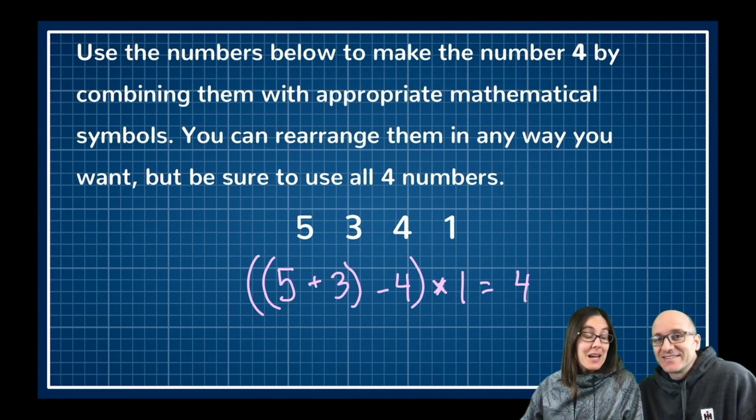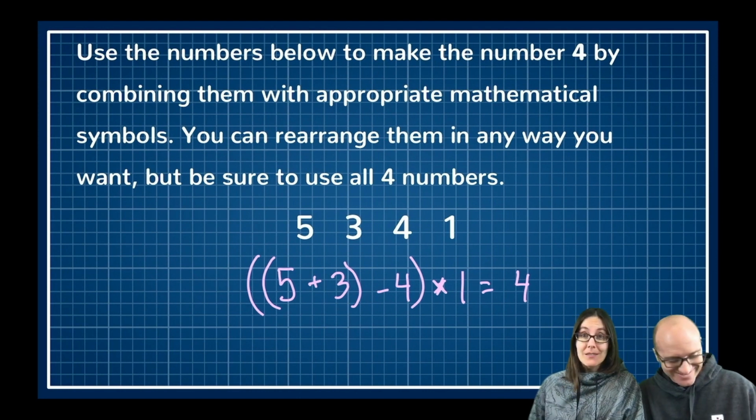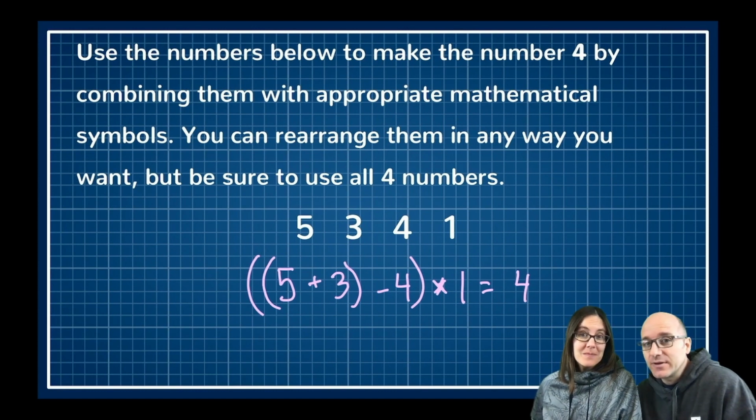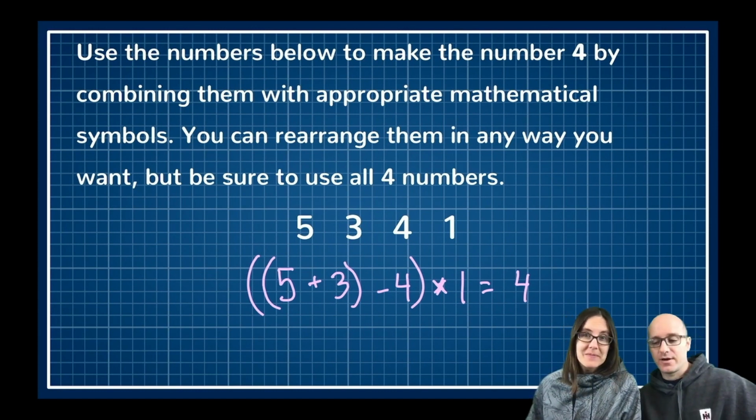I almost ran out of time, but then I realized, hey, I keep getting 4, but then having a number 1 left over. I can just multiply by 1, and I'm done. There you go. So you did 5 plus 3 minus 4. That's 4. Then you times 1. You're there. Very good.